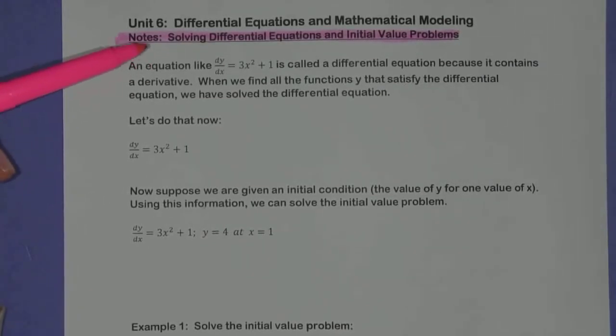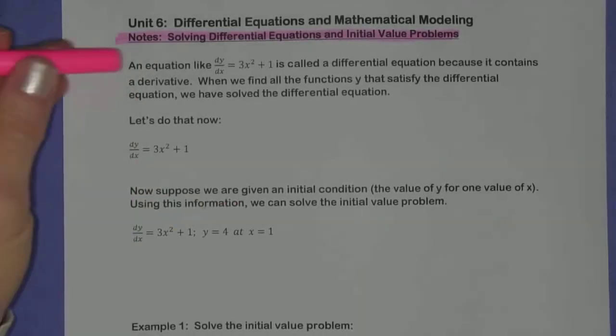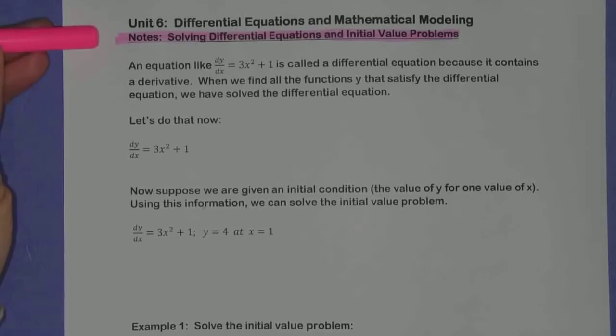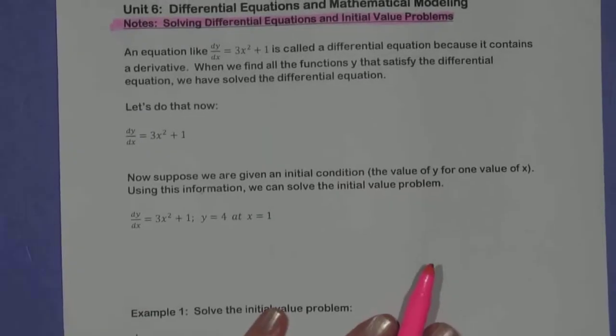So we're going to get right into it, and just know that this is going to be a bit of a review from Unit 4, where we did antiderivatives. We learned how to anti-differentiate. It'll be a little bit of a review with that, with a little bit of new stuff sprinkled in. So let's take a look at this first paragraph.